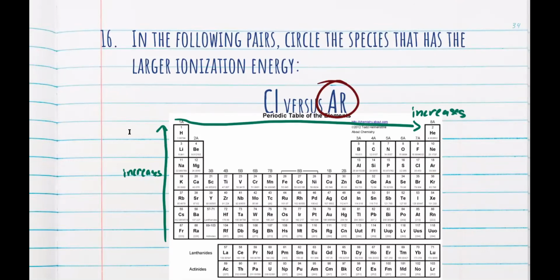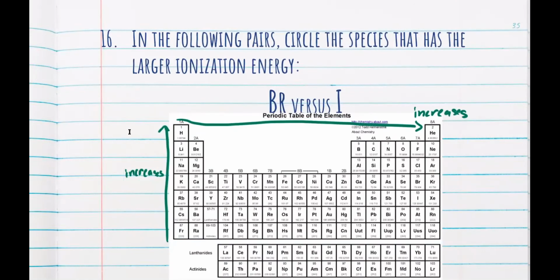All right, our next one. For our next one, we have bromine and iodine. So again, as we move up, we're going to have a larger ionization energy. So in this case, bromine is on top. So bromine is going to have the higher ionization energy.